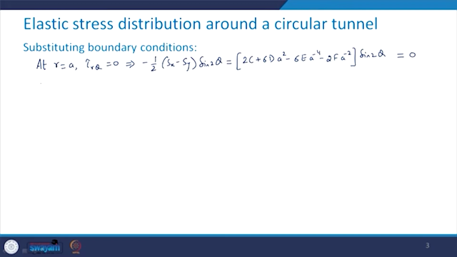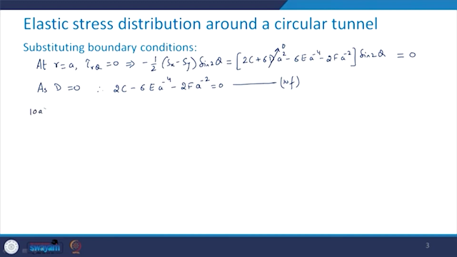Now, we have seen that the constant d is equal to 0. So if I substitute d equal to 0, this term will become equal to 0, and I am going to get 2c minus 6e a to the power minus 4 minus 2f a to the power minus 2, equal to 0. This equation will be 10f. Now, let us see from the previous class. I will rewrite these equations for your ready reference.